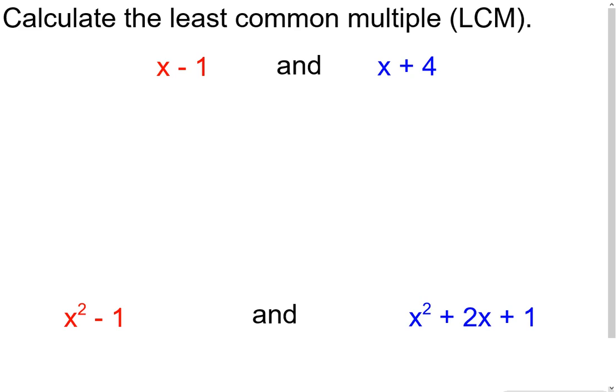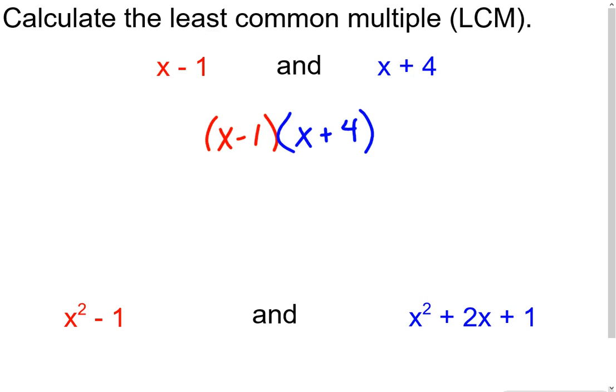So what happens when we get into polynomials? Same thing's going to happen. We have to factor. Well, in this first one, x minus 1 and x plus 4, those are already factored. So I don't have anything else. So my least common multiple of those two has to have a factor from the red, and we're going to have a factor from the blue. Some could say that there's your least common multiple.